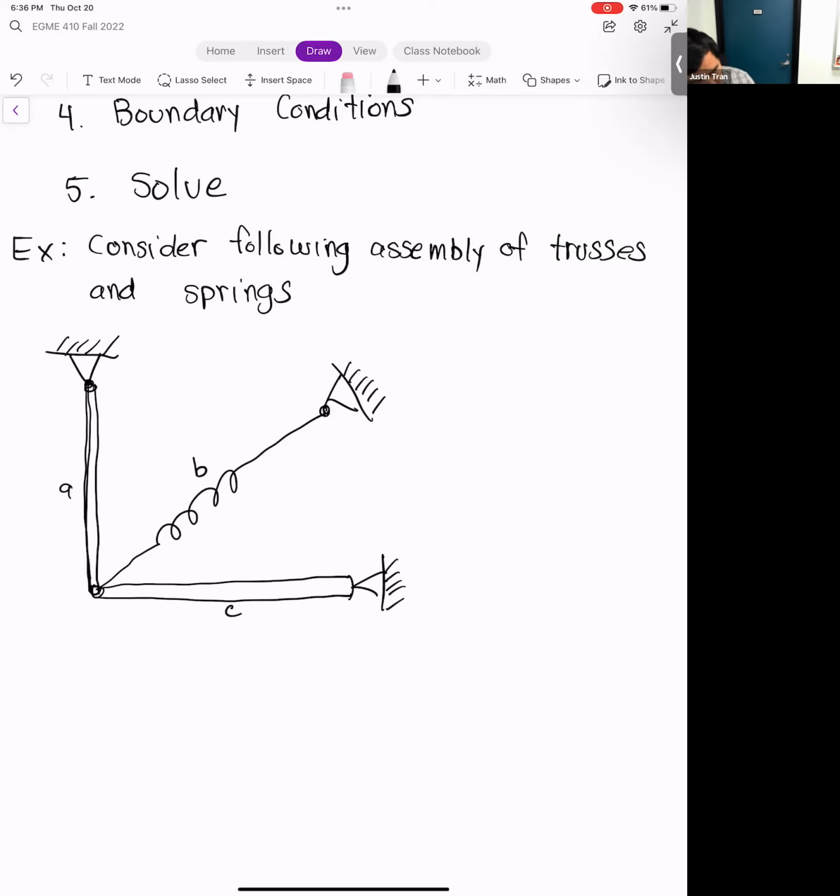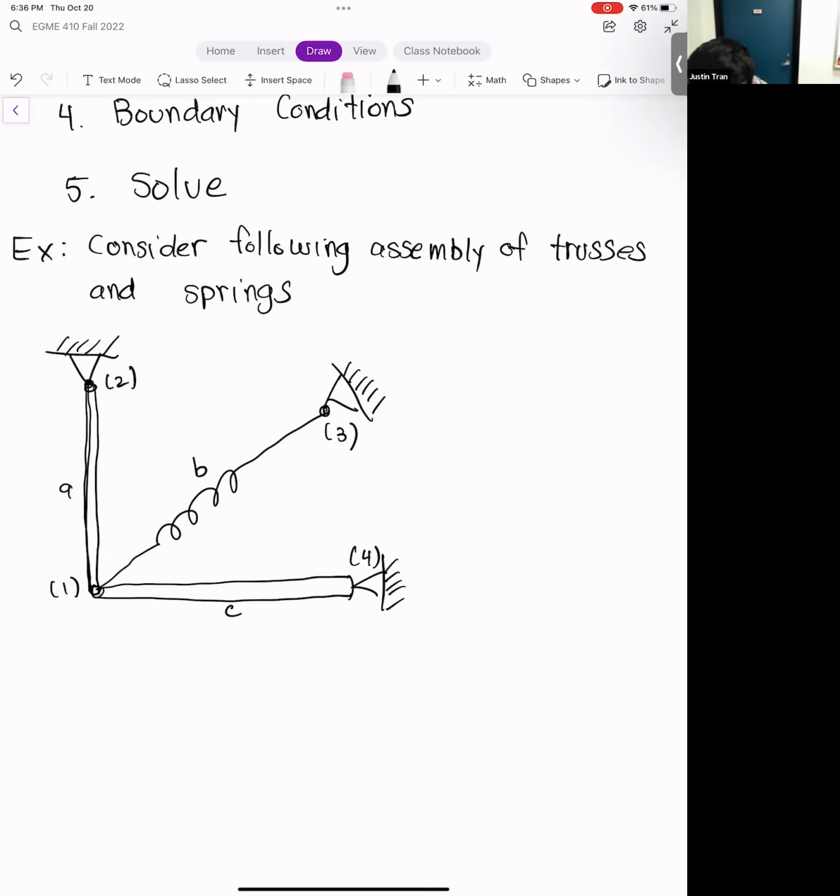So I've already labeled the elements there. We have elements A, B, and C. Let me label the nodes. This will be node 1, where they all converge. We have node 2 up top here. We have node 3 that's attached to the wall for the spring, and node 4 on the right side of the truss bar.